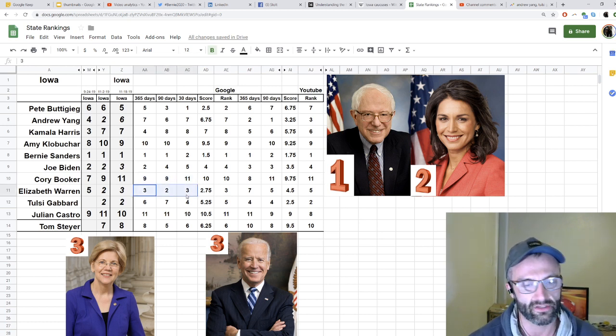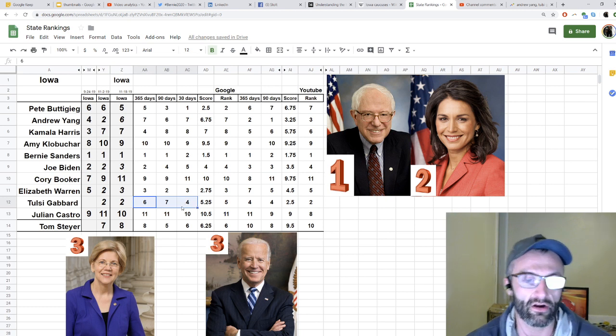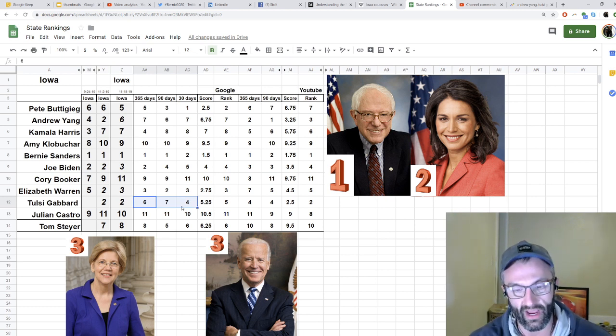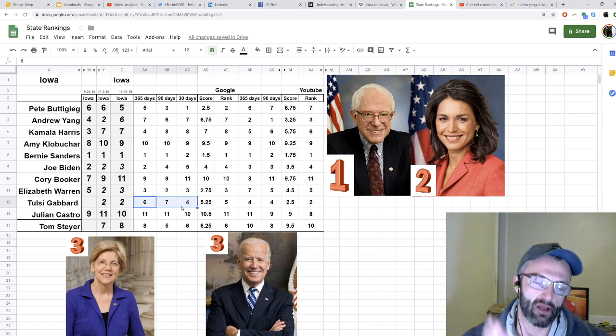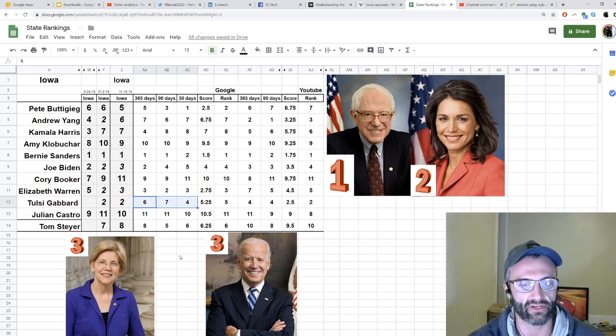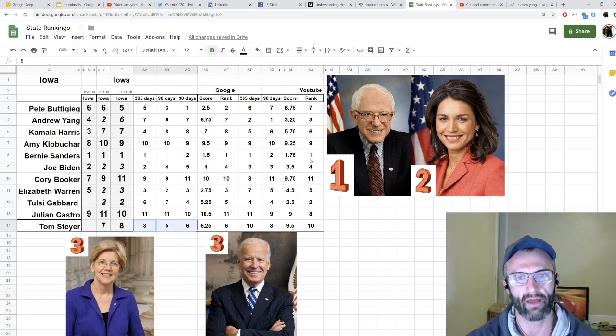Elizabeth Warren, again, similar to Andrew Yang, up and down. Miss Gabbard here, this is hard to tell too, because it was going up by a little bit and then it shot down, but that'll be interesting to watch and see how it plays out. Another thing here is Tom Steyer. Not really anything visible on there.